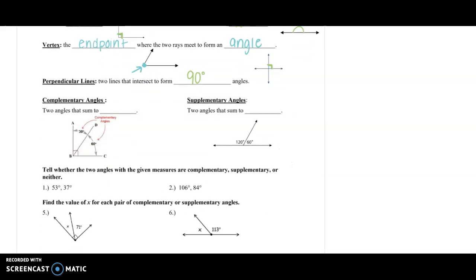Next two types of angles that we're talking about, and again, hopefully a lot of this is review for you guys, are complementary angles. Complementary angles are two angles that sum to 90 degrees. If I took 30 degrees and 60 and I added them together, it would give me 90 degrees. It forms a right angle, so they're complementary. Supplementary angles are two angles that sum to 180 degrees. If I added up the two angles, it would form a straight line. 120 plus 60 would give me 180, so I know that those are supplementary angles.